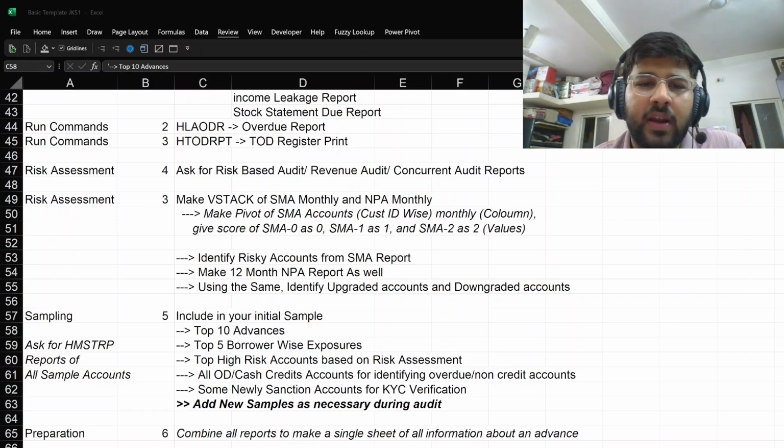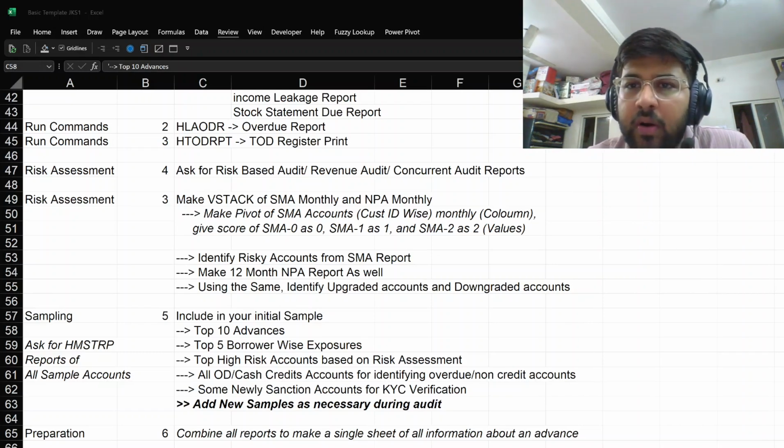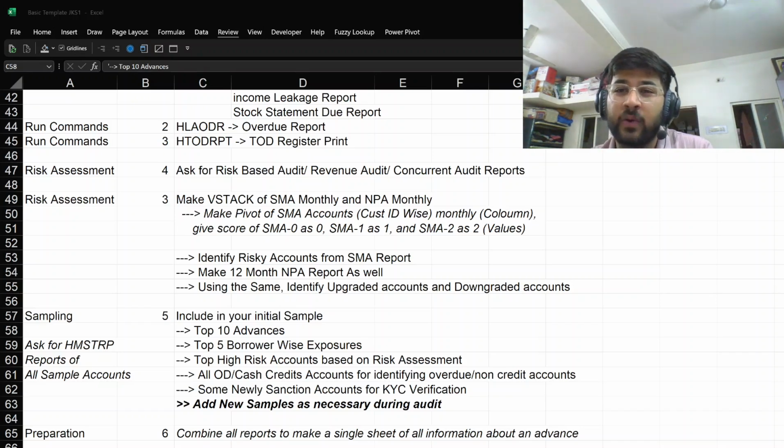Then you will take your initial sample from high risk accounts based on risk assessment, either from concurrent audit or audit reports other than that, and your SMA wise risk assessment. Then you would take some overdraft accounts and cash credit accounts for identifying non-credit accounts, like there has been no credit entry in the last 90 days or not serving interest in the last 90 days.